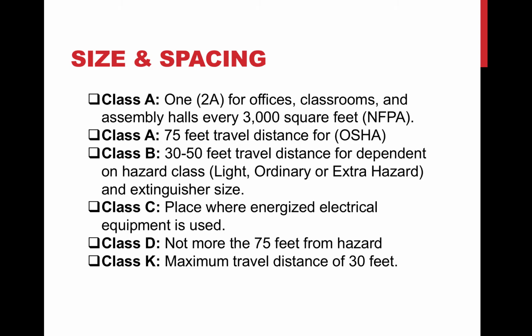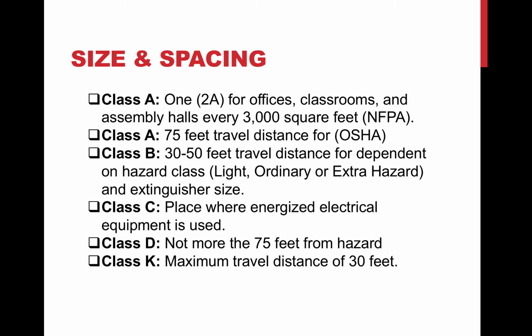Okay, for a Class A extinguisher, you have to have one extinguisher for offices and classrooms and assembly halls every 3,000 square feet. That's per NFPA guidelines. You cannot exceed 75 feet travel distance for a Class A extinguisher. That's per OSHA. Class B, you have to have an extinguisher between 30 and 50 feet travel distance, dependent on hazard class and extinguisher size. Okay, so 30 to 50 feet.